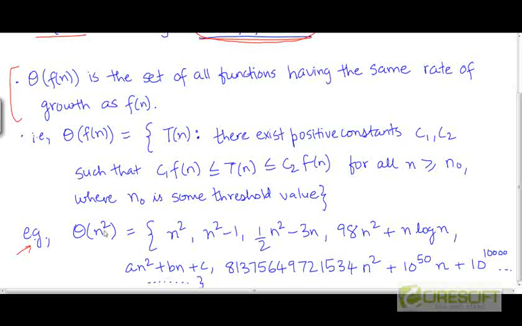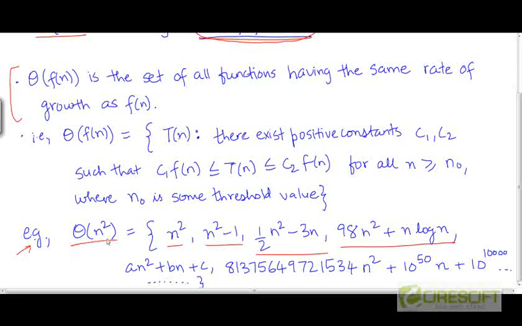When we talk about theta of n square, we are really talking about a set of functions where the functions in this set are functions like n square minus 1, n square plus 1, n square plus some generic constant, half of n square minus 3n, 98 n square plus n log n, a n square plus bn plus c for some constants a, b, and c, where a is greater than 0. We can talk about functions like this huge constant in front of n square plus 10 to the power 50 n plus this huge constant again. It's actually a special case of a n square plus bn plus c, but you can see that you can come up with literally an infinite number of functions that grow at the rate of n square, and all these functions are part of this set theta of n square.